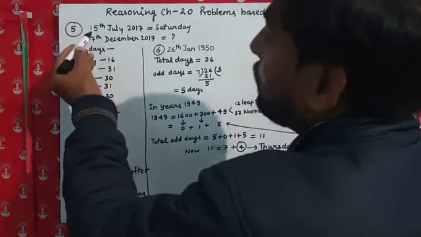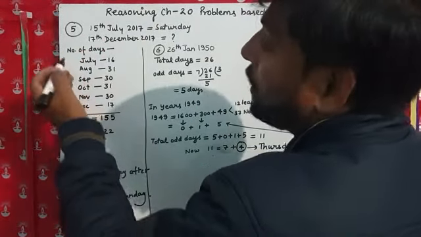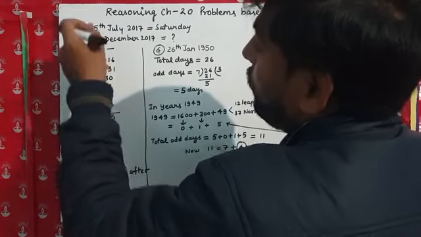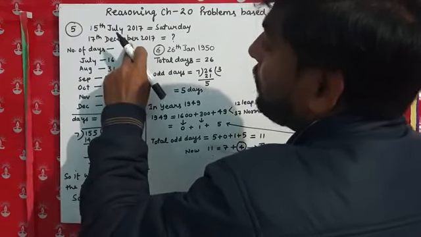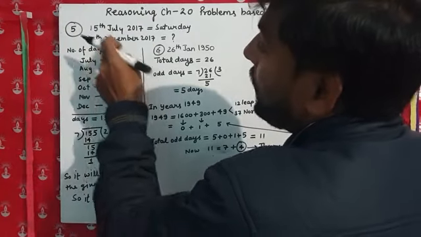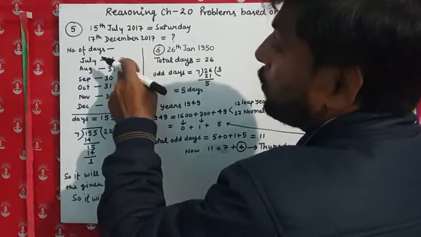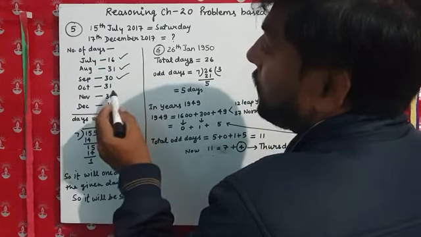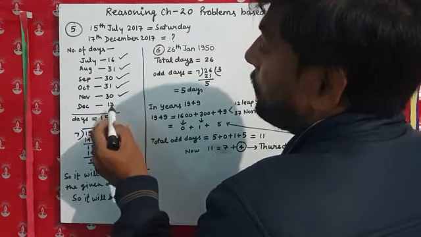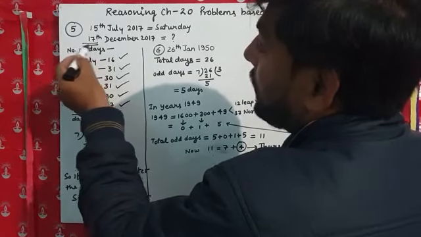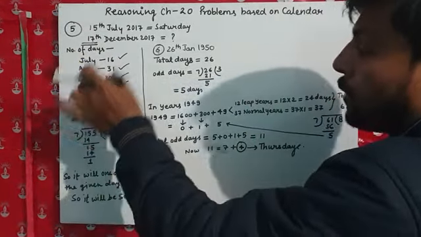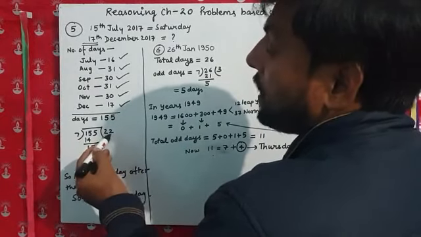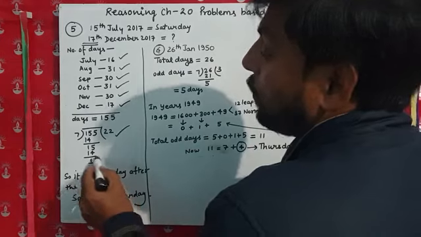Here it is given that 15 July 2017 is Saturday. So we first have to count the total days from July to the 17th December 2017. In July there are 31 days total, so 16 days are remaining. Now August 31, September 30, October 31, November 30, and in December we have to take 17 days. Now the total number of days is 155. Now we divide it by 7. So we get 22 exact, with 1 as remainder.